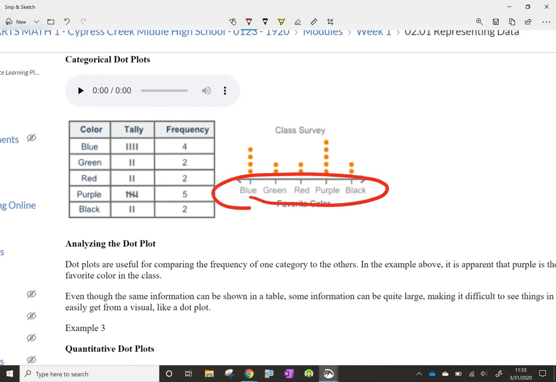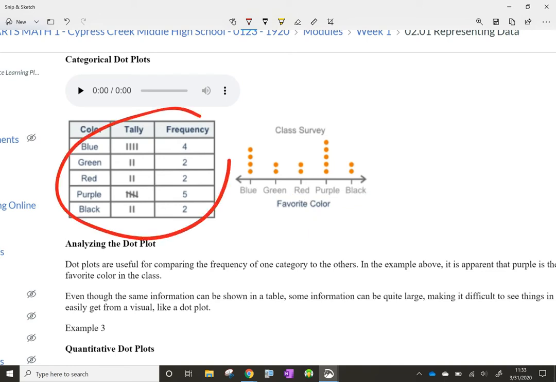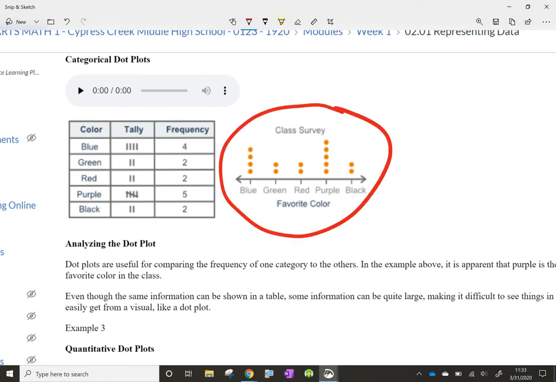So you have your categories listed: blue, green, red, purple, black. And then the dot plot is just counting how many blues there were, right? So since there are 4 blues, you have 4 dots above blue. Since there are 2 green, you have 2 dots above green, right? So on. So this is a visual representation of the table we have here. The table has all this information listed, but this is a better picture for those visual learners.